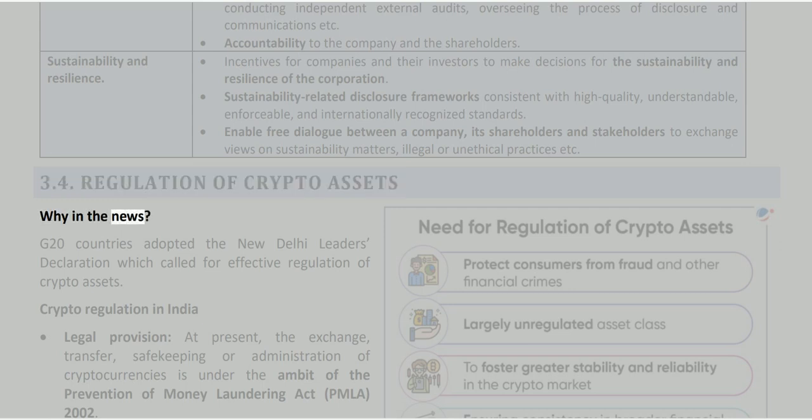Why in the news? G20 countries adopted the New Delhi Leaders' Declaration which called for effective regulation of crypto assets. Crypto regulation in India. Legal provision. At present, the exchange, transfer, safekeeping or administration of cryptocurrencies is under the ambit of the Prevention of Money Laundering Act, PMLA, 2002.